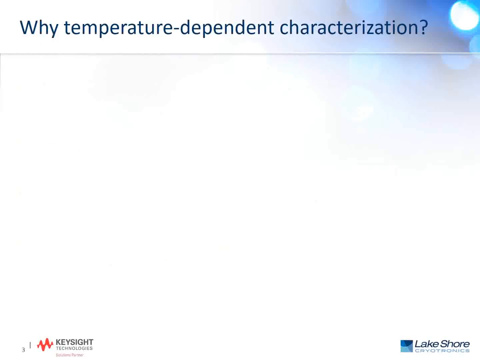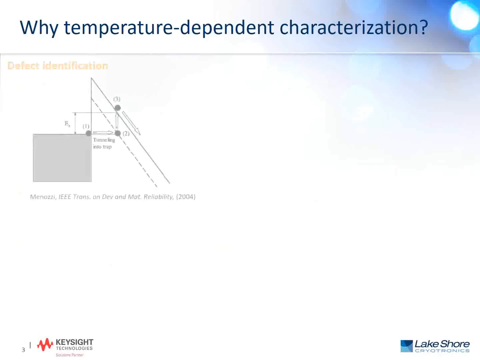So we start out with that very first question, why temperature-dependent characterization? We see four basic themes for looking at devices and materials with variable temperature measurements. The first of which is defect identification. At cryogenic temperatures, we see in a lot of devices and materials that defects become much more prominent in the electronic signatures and in the measurements that you take.